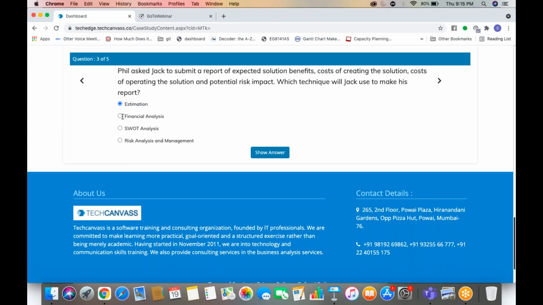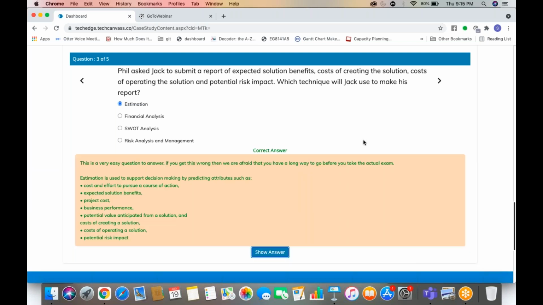Then in that case I feel that financial analysis is something that happens more like a postmortem. Cost benefit analysis, everything is on the postmortem. And the hidden clue is they're asking you for the expected. So I feel estimation is where you do that calculation. Whenever you want to estimate, it is always on the expected lines. So the devil is in the details. When you see it is expected, and you have to choose between estimation and financial analysis, even though I'm not sure, I'm going to take an educated guess and click on estimation. Estimation is all about cost and effort, expected solution budget, project cost, business performance.